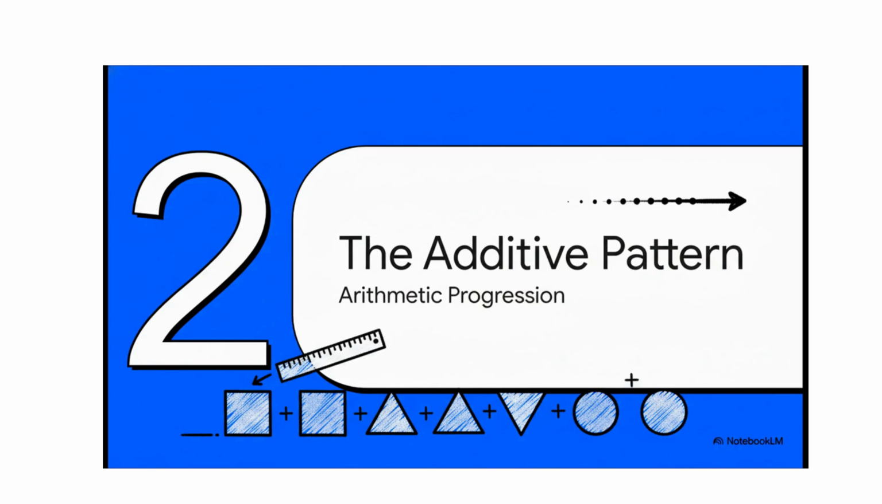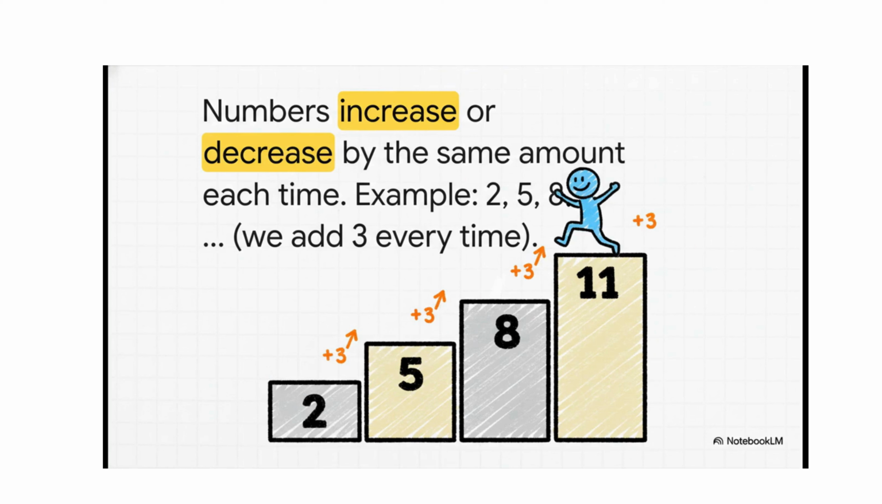All right, now that we've got the basics down, let's grab our first major tool for spotting these patterns. This one is all about steady, consistent, predictable change. We're talking about the arithmetic progression, or AP for short. The whole idea here is just simple and steady. In an arithmetic progression, you're just adding or subtracting the exact same number every single time. Take this sequence here, 2, 5, 8, 11. You can kind of feel that rhythm, can't you? We're just adding 3 over and over again. It's like a predictable march forward.